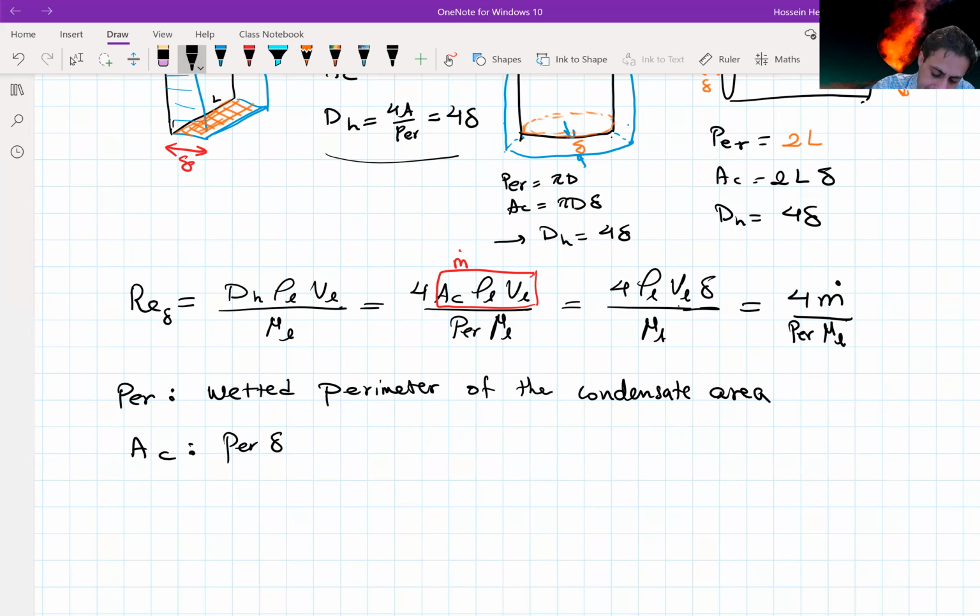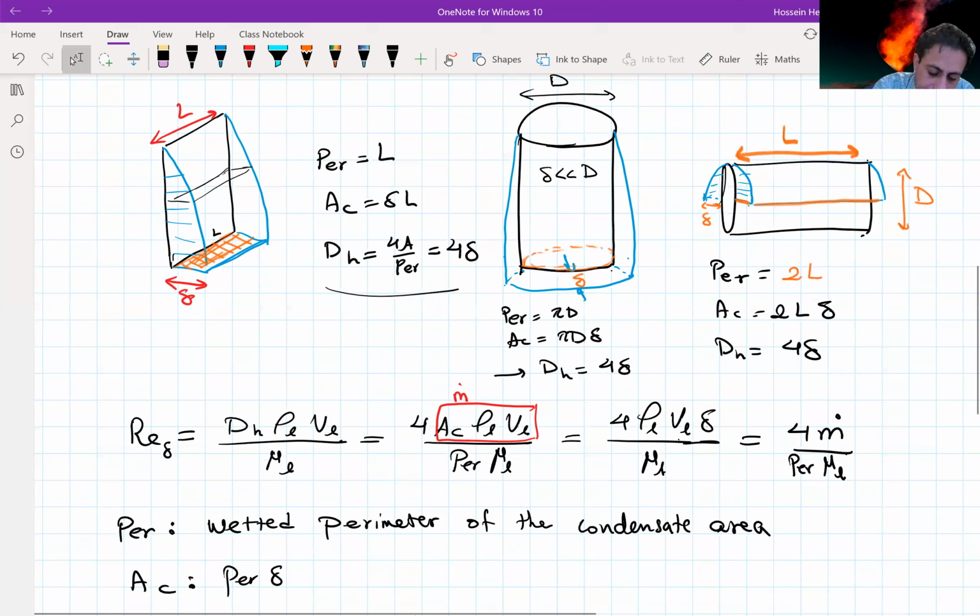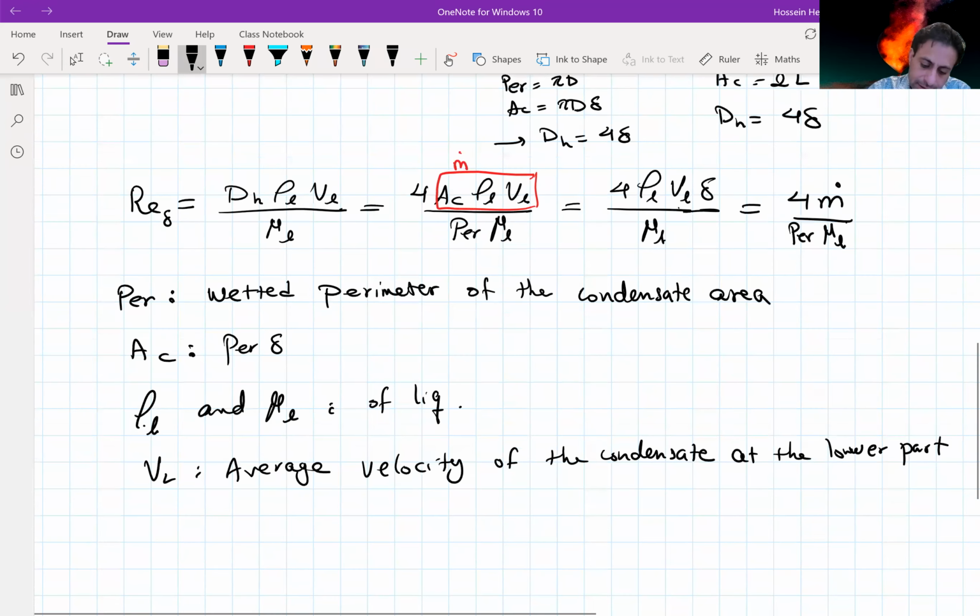Now, in the evaluation of this Reynolds number, we have rho L and mu L, which are the density and viscosity of the liquid. And VL is the average velocity of the condensate at the lower part. By lower part, I mean at any location that we are evaluating. So that's going to be the case.